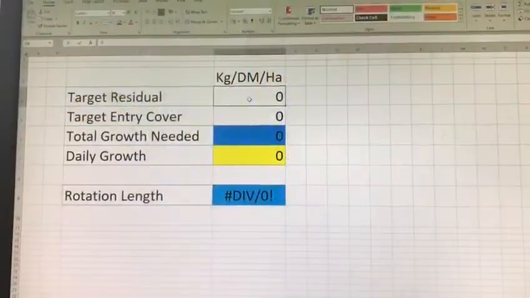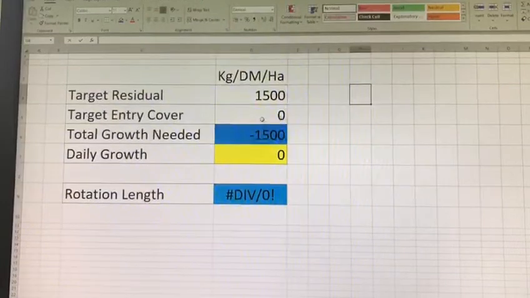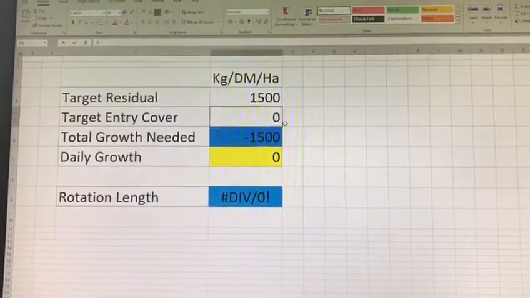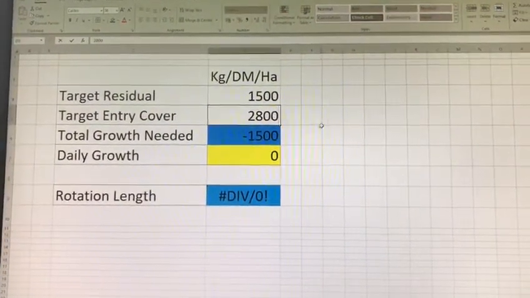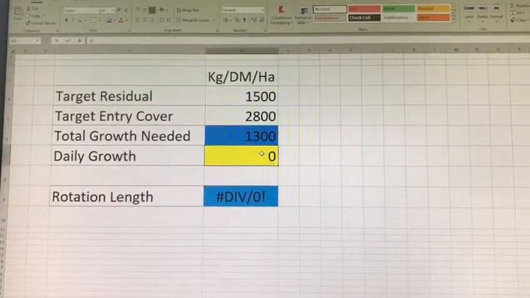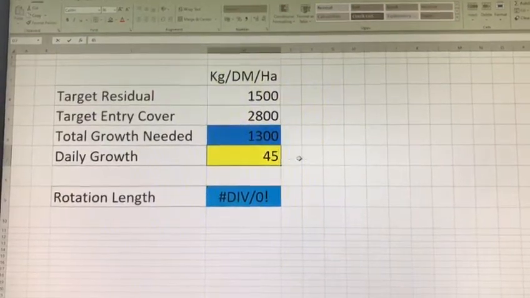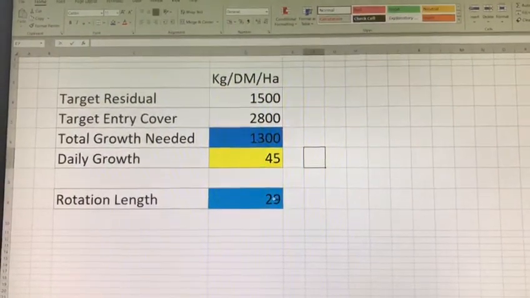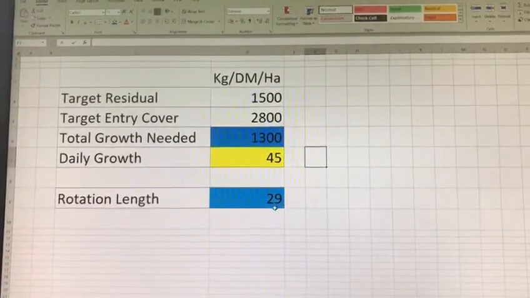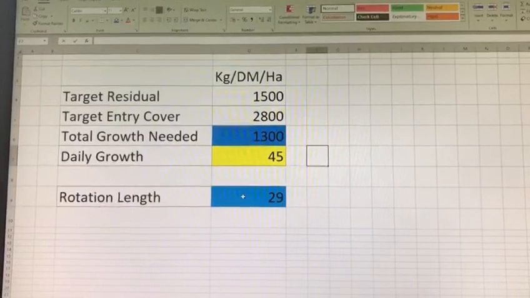To explain, I'll show you a few scenarios. We'd normally target residuals of 1500, and if we're targeting entry covers of 2800, it means it needs to grow 1300 during that period. Mid-grazing season, it could be growing about 45 kilograms per hectare a day, which means that that pasture would need 29 days rest, which is a 29-day rotation.